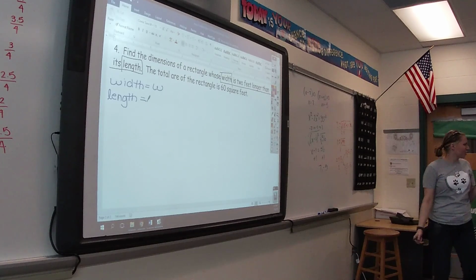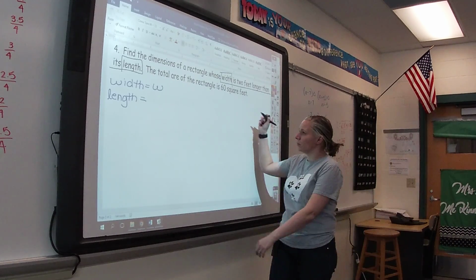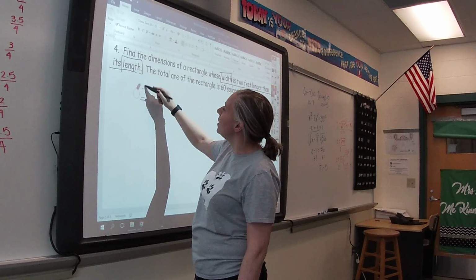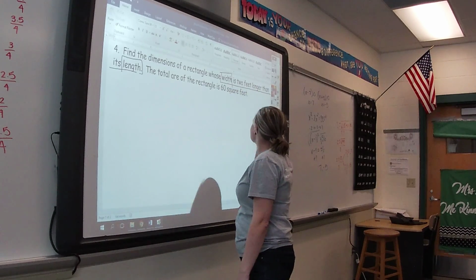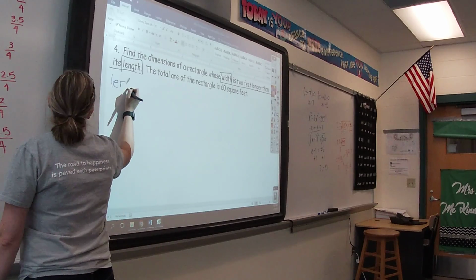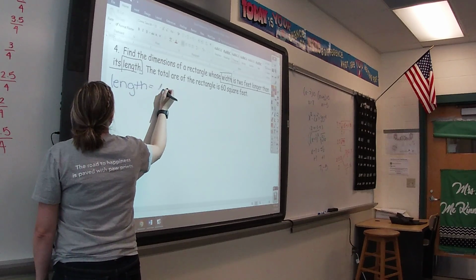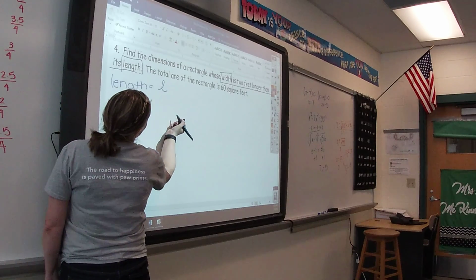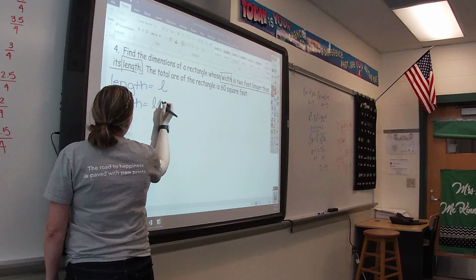Oh, why are we doing width first, guys? Why am I believing you? We don't want to do width first. What do we want to do first? Length. Let's try that again. Sorry, guys. Length is second. Length is L. Width is 2 feet longer, so it's L plus 2.